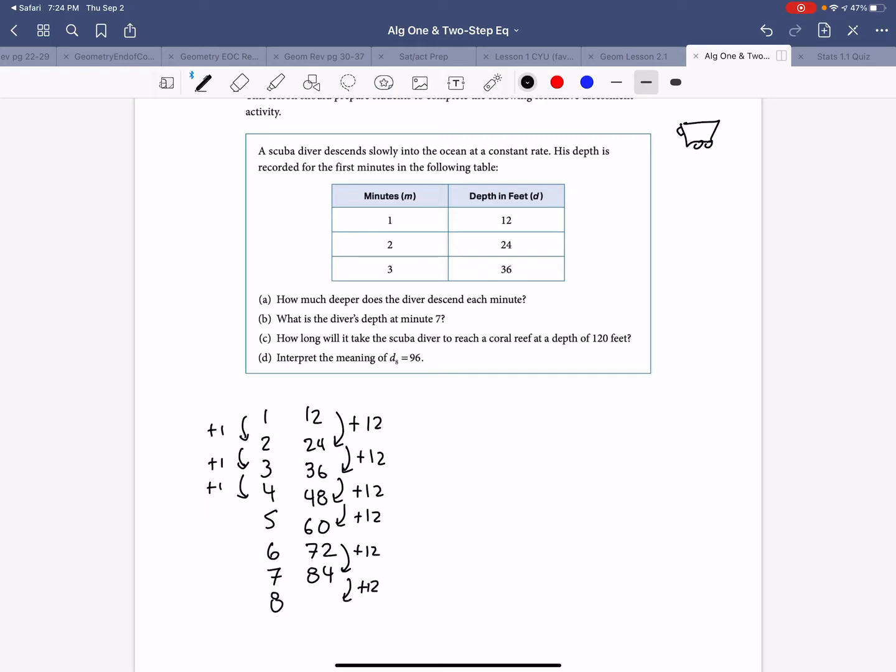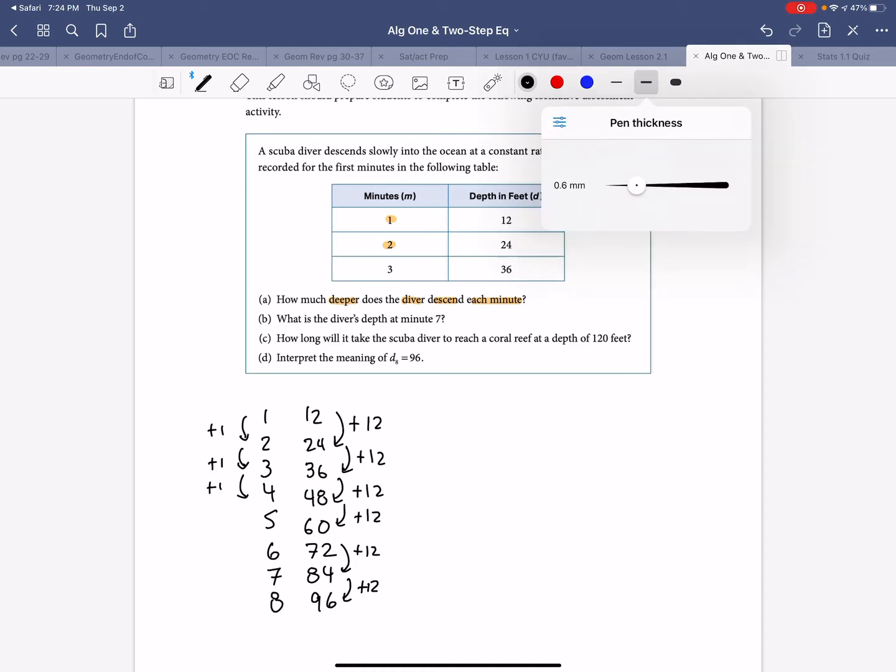So you're like, well, when do I stop? Well, we just keep adding and adding until they tell us to stop, or we get as far as they're looking for. So it says here in our questions, how much deeper does the diver descend each minute? And we notice that each minute, between minute 1 and minute 2, they descend 12.